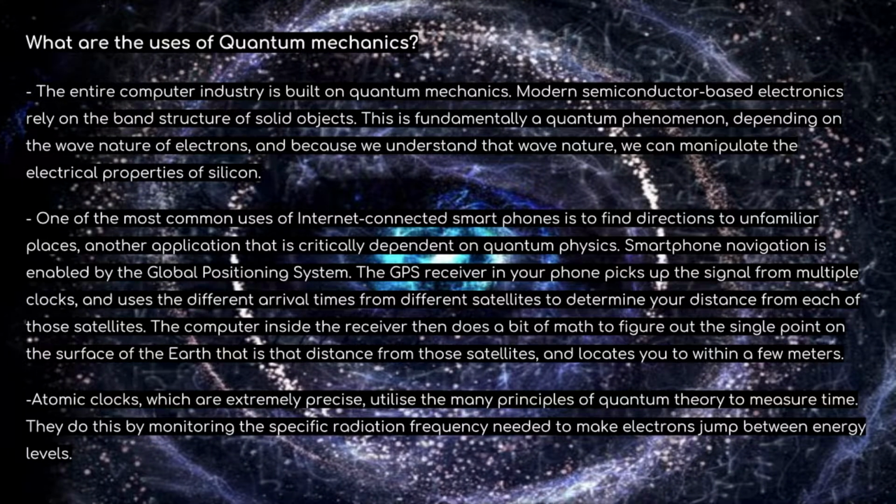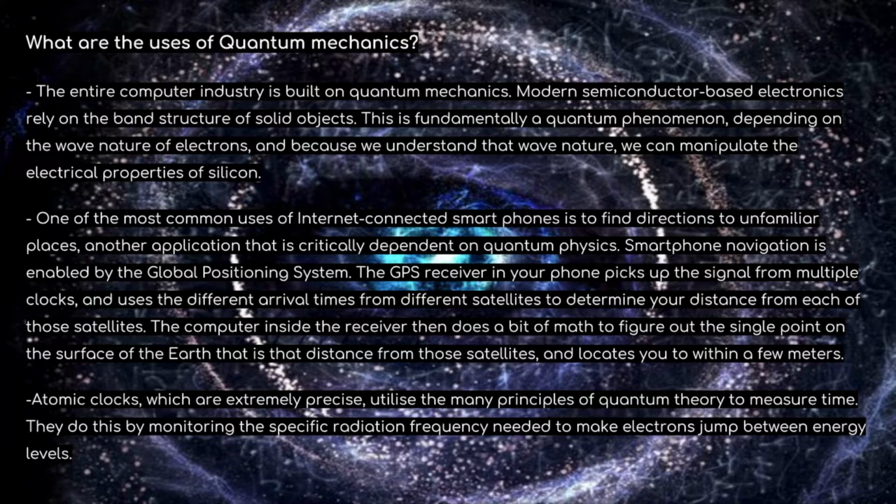What are the uses of quantum mechanics? The entire computer industry is built on quantum mechanics. Modern semiconductor-based electronics rely on the band structure of solid objects. This is fundamentally a quantum phenomenon, depending on the wave nature of electrons, and because we understood that wave nature, we can manipulate the electrical properties of silicon.